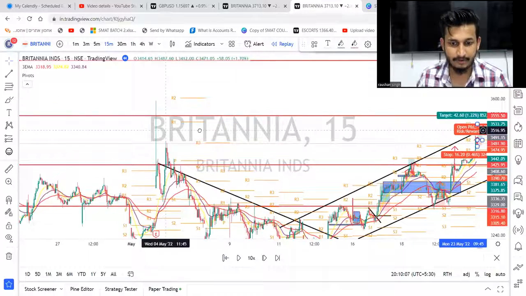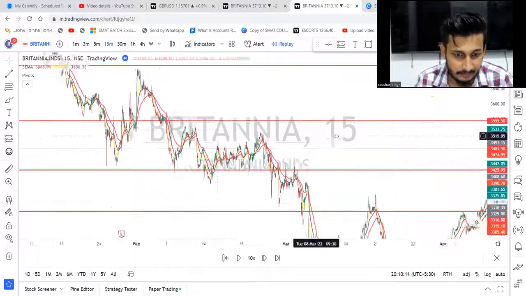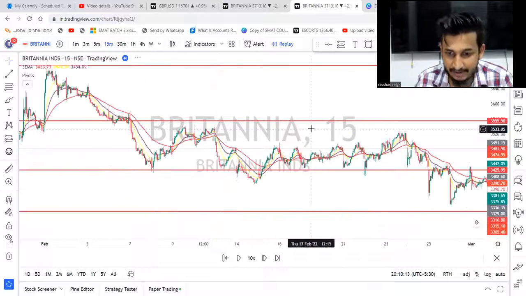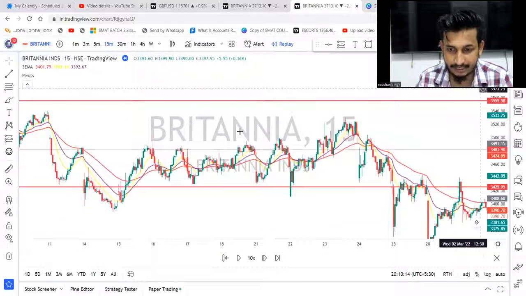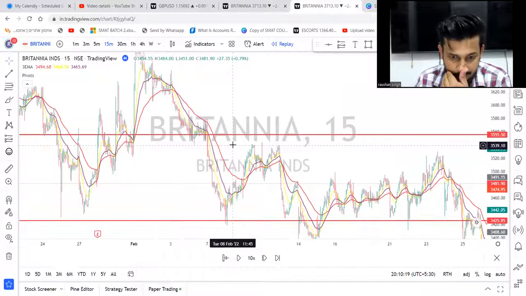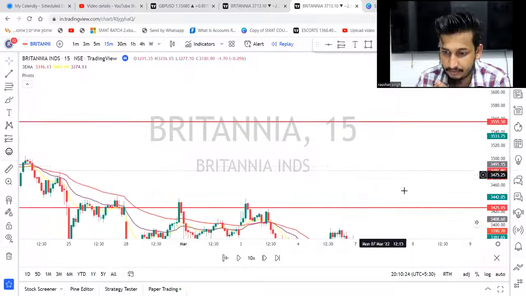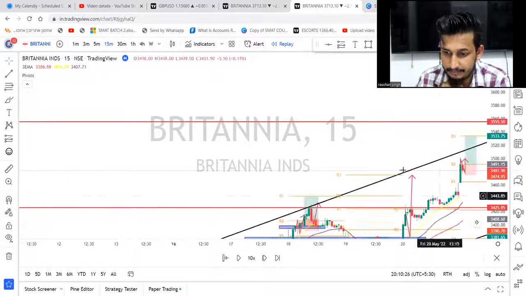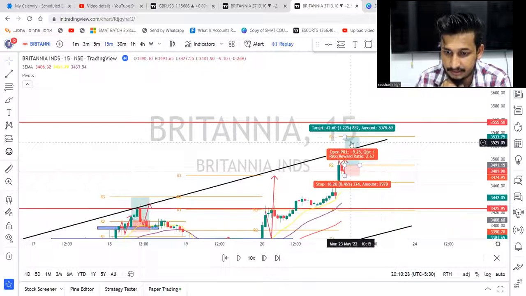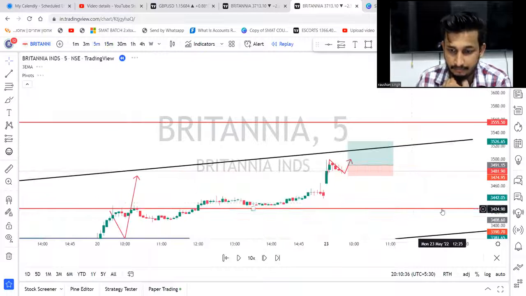Now I need to see where market can reverse and where I can fix my target. I can see one level which looks good for me for the reversal trade, which is around this point of time, 3530. I need to see where my S3 is. 3530 is the level, so somewhere it was coming around this point of time. I can keep my target there.